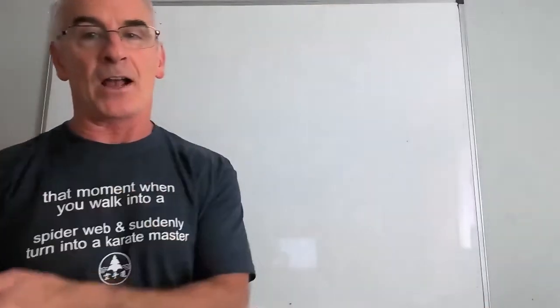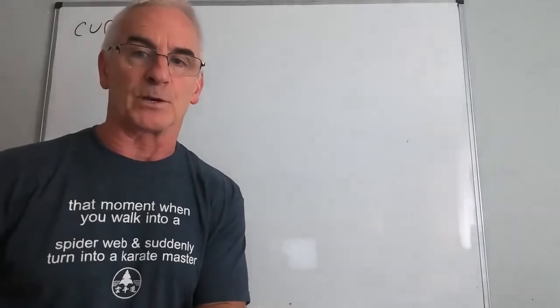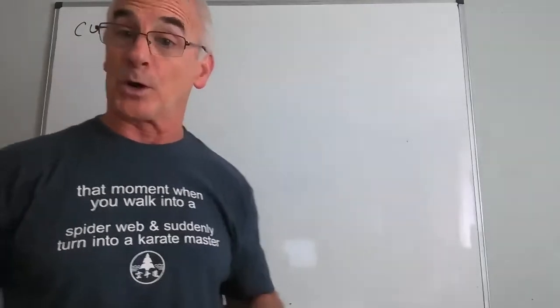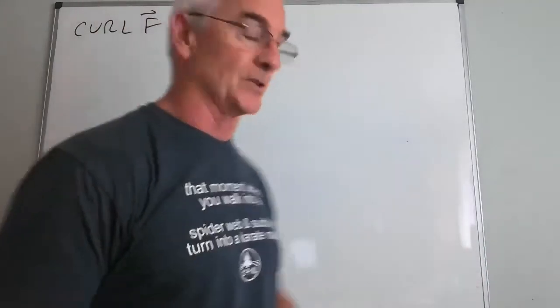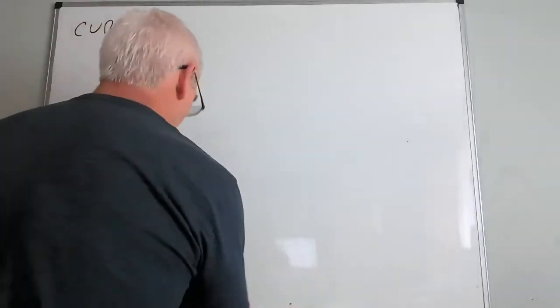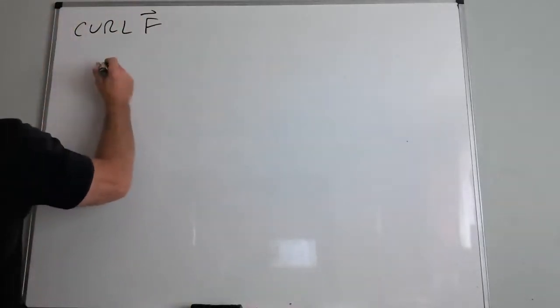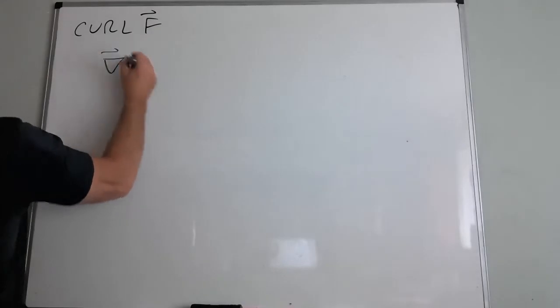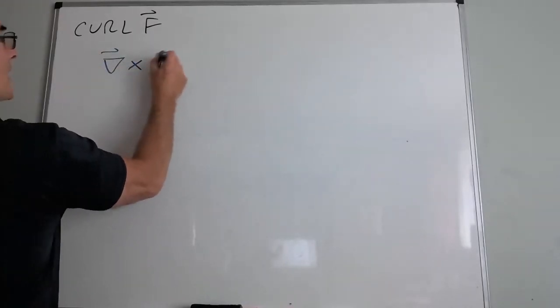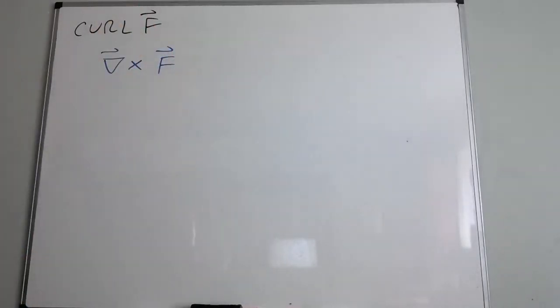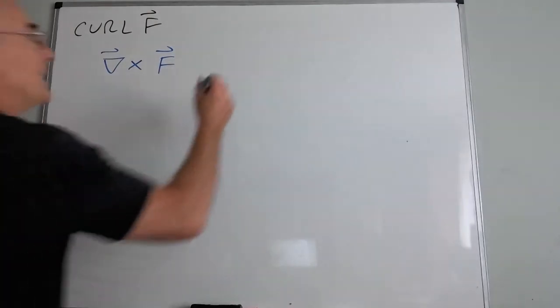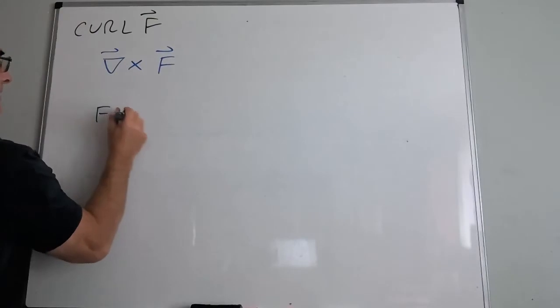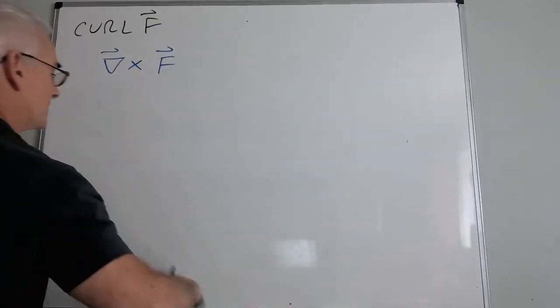But again, we're not going to use curl to find an answer so much till near the end of the course, but we're going to use it to do calculations along the way. So the curl basically is the del vector crossed with my original vector. Now, this is kind of a strange idea here. So if F, I'll put it down here. If F is, one more room.